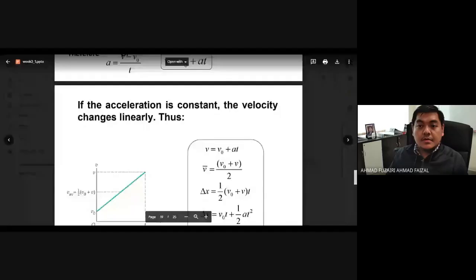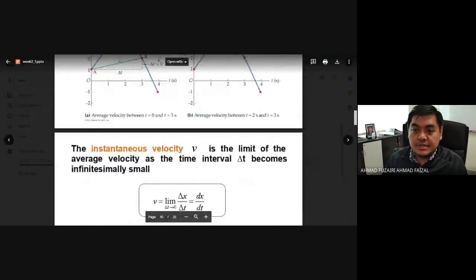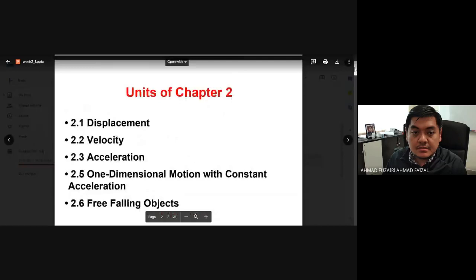Okay, so this is the motion in one dimension. Can you see it or not, everyone? Yes. Okay, very well, thank you.